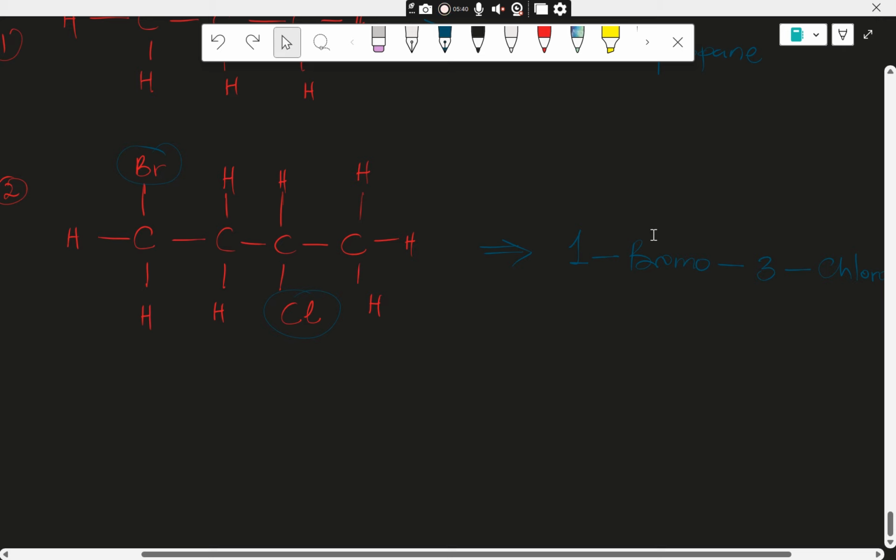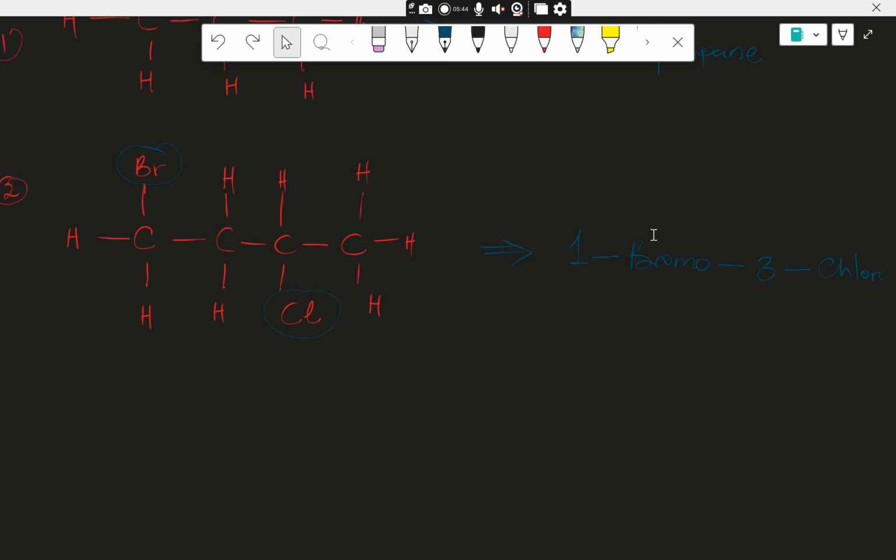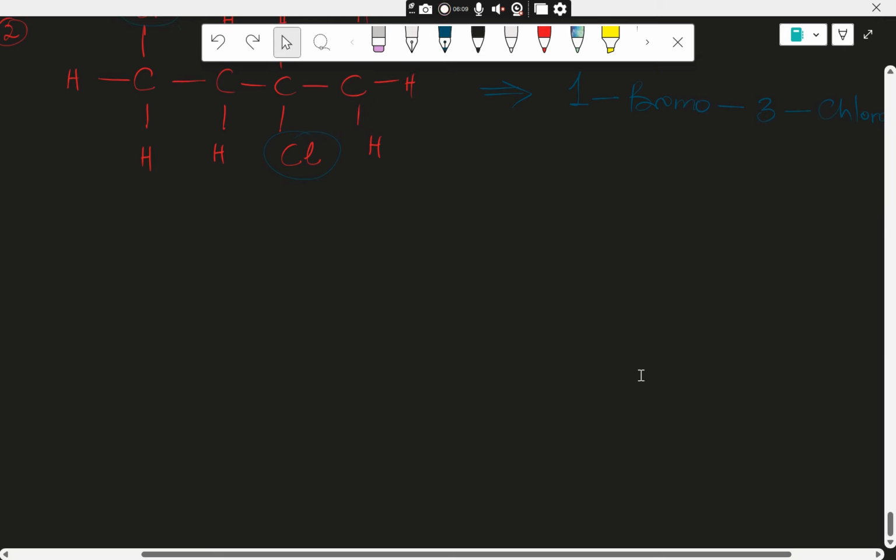So the prefix will be what? The location of your halogen and the halogen, and that will be for all of them. If you have three, that will be location of halogen, halogen, location of halogen, halogen, location, going in ascending order of the locations. At the end you will have your parent chain. So that's how you name them.